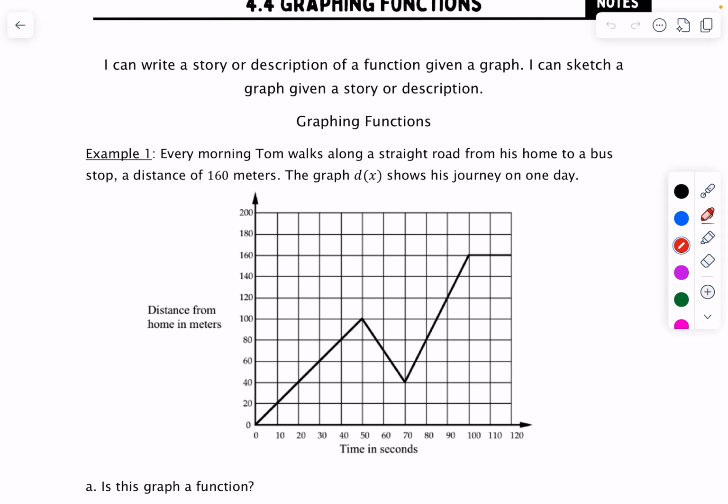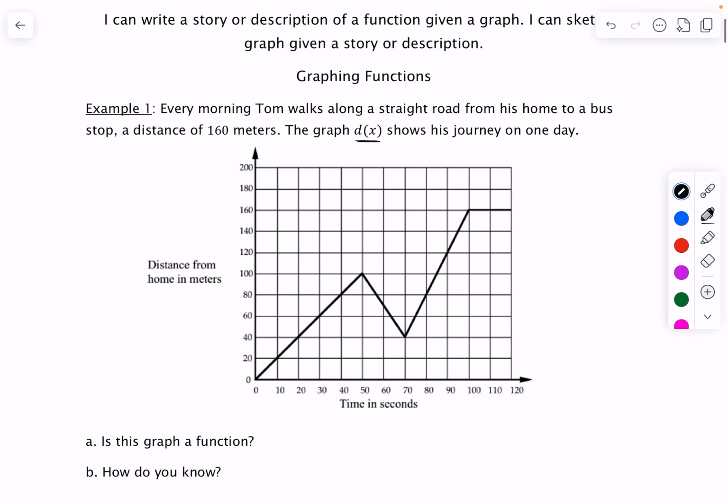Example 1: every morning Tom walks along a straight road from his house to a bus stop, a distance of 160 meters. This graph, d of x, so distance of x, shows his journey on one day. Let's take a step back. We're looking at a graph that is increasing, then decreasing, going down, increasing again, and then staying the same as a constant.